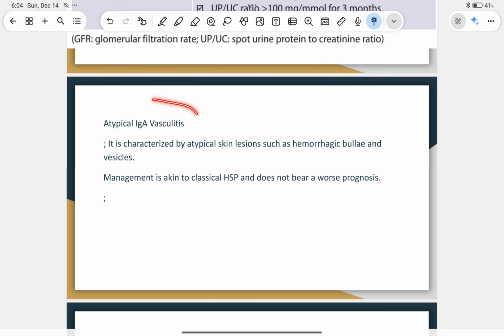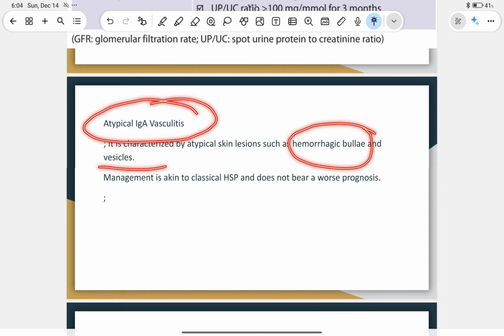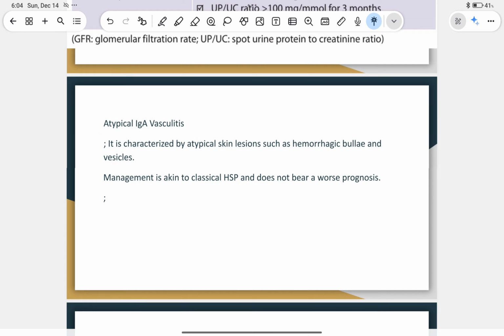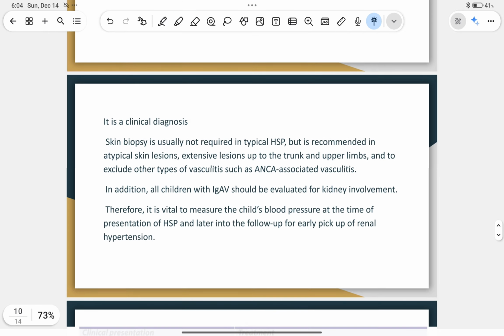Okay, but we call it atypical because the lesions are not typical. Hemorrhagic bullae and vesicles are there. This is an extra edge for you. Next, diagnosis. How will you diagnose HSP?